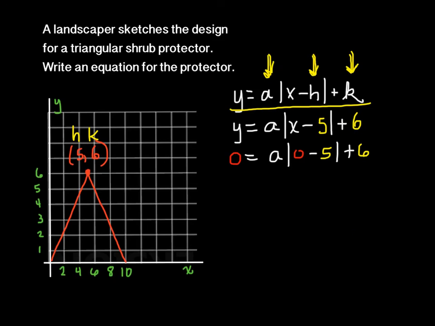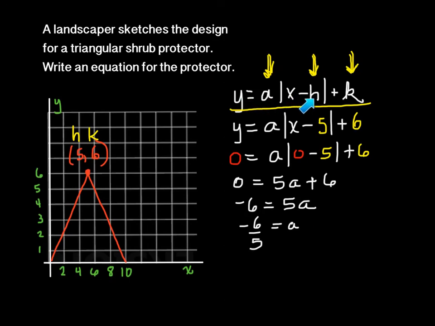Now I have every variable filled in except the a, so I can solve for a. So I have 0 equals the absolute value of negative 5 times a, so that's 5a plus 6. I'm going to subtract the 6 and divide by 5. There's my a value. So I'm going to go back to my original problem.